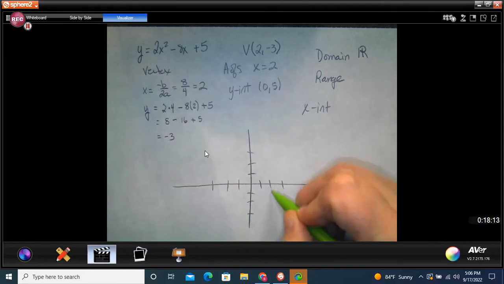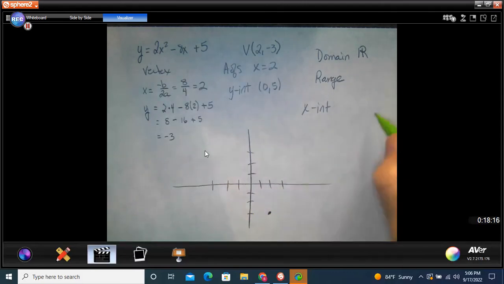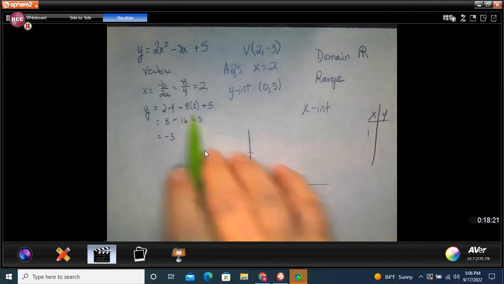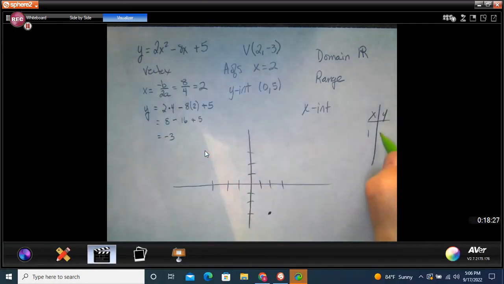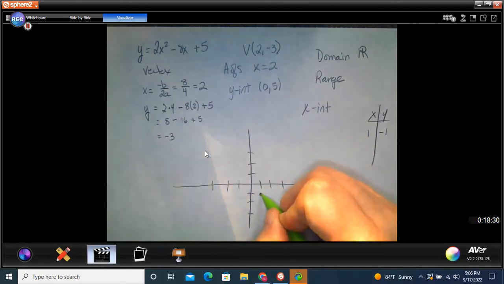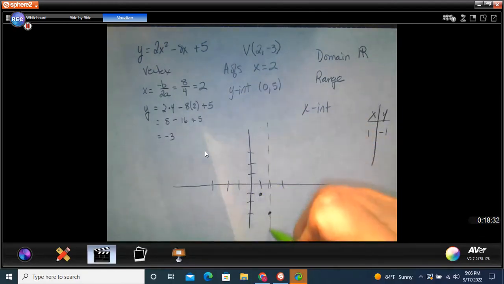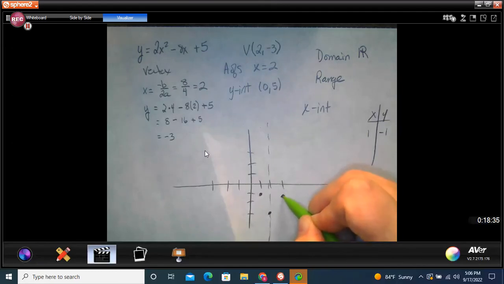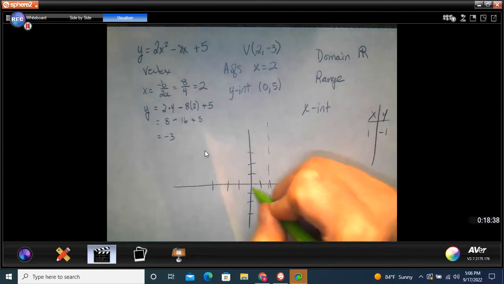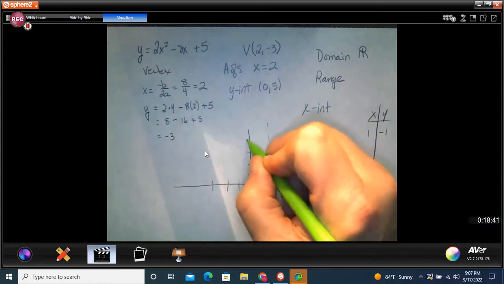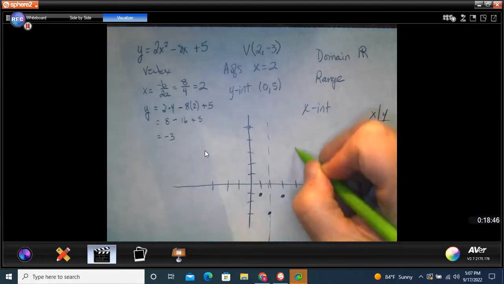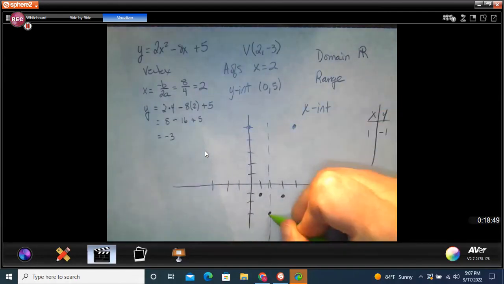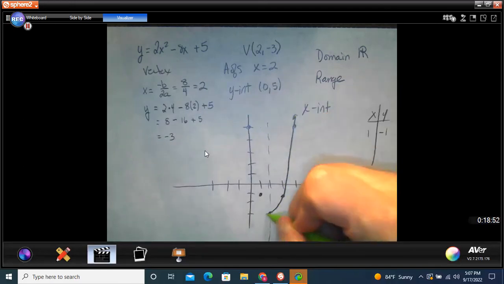Anyway, 2, negative 3 is down here. Looks like maybe I should plug in right next to 2, which is 1. If I plug in 1, I get 2 minus 8, negative 6, plus 5, is negative 1. And I can use my axis of symmetry to get a mirror point over here. And then the next point to plug in would be 0, and that would be 5 up here. And then again, use my axis of symmetry. And there we go.